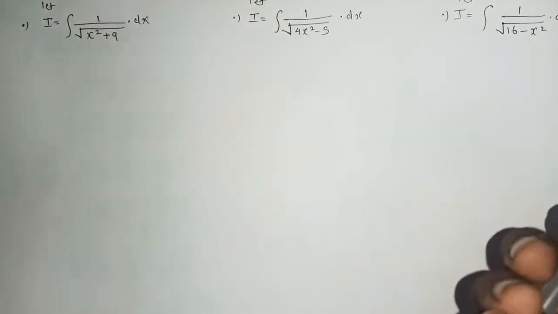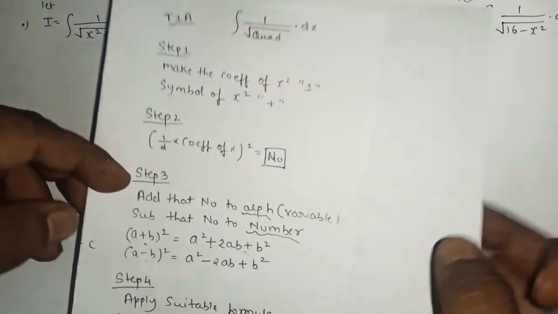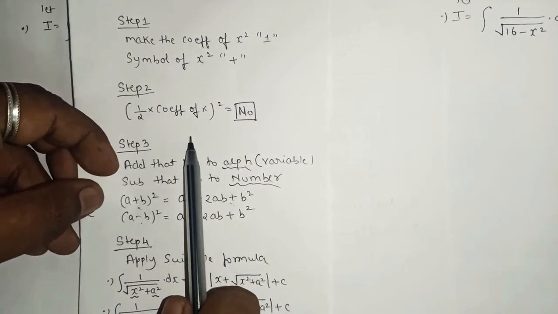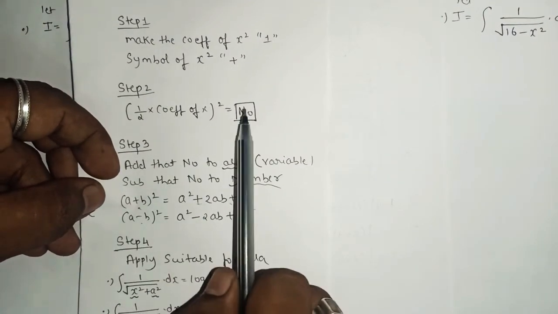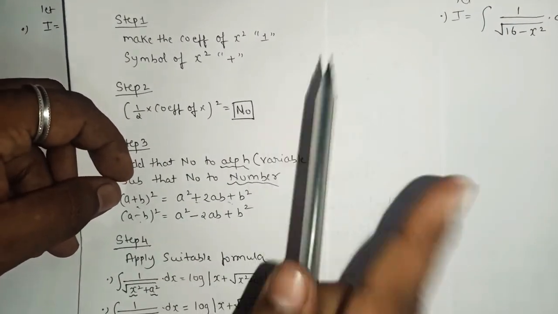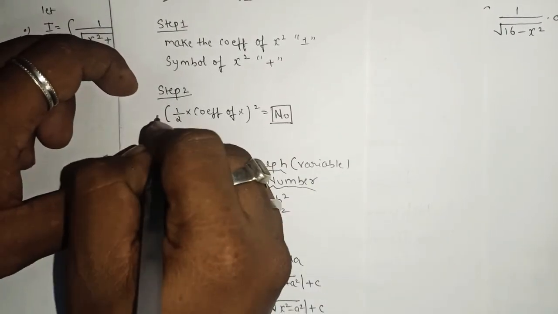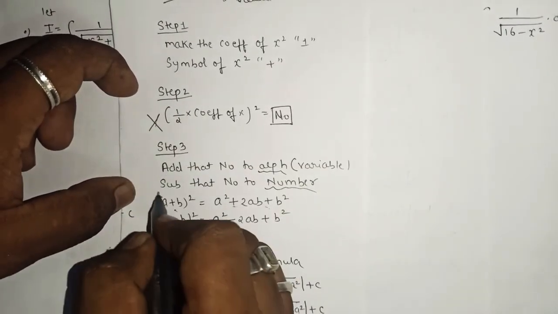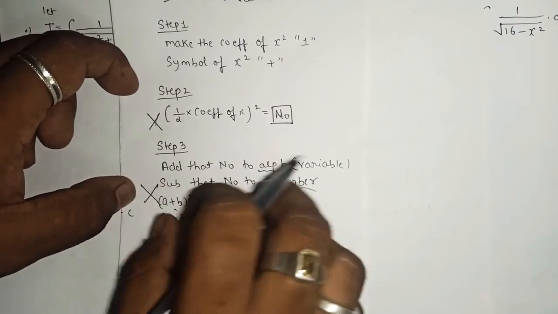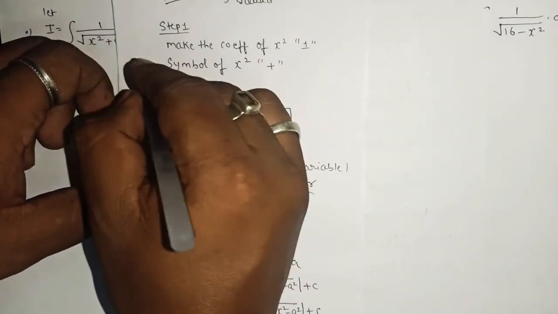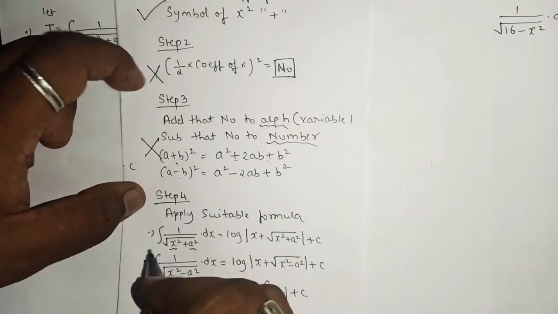If the middle term is absent, how can we apply the third step? The third step concept is only for when the middle term is present. Remember, whenever the middle term is absent, you have to skip the second and third step, like we did in type number 1a. Simply follow step number 1 and step number 4.